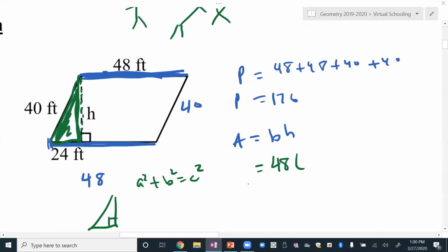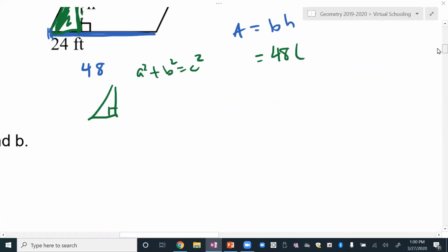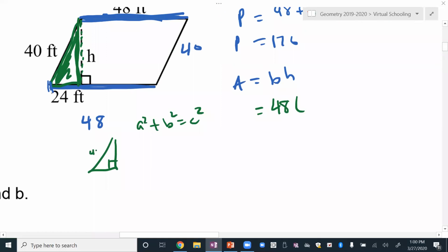I'm going to go as quick as I can because I have to cover a whole lot more stuff. This side would be 40, that's going to be x, and that's going to be 24. So I have a, b, and c. You have 24 squared plus x squared is equal to 40 squared. Then we use the Pythagorean theorem as we solve for these. So 24 times 24 is 576, and 40 squared is 1600, so 1600 minus 576.